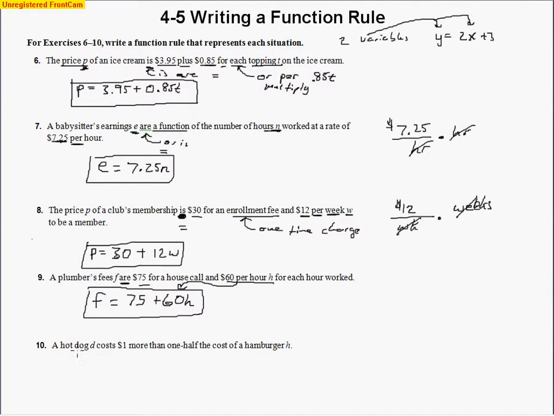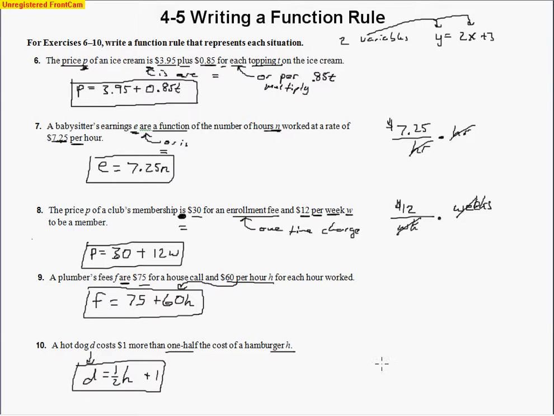This one says a hot dog D costs $1 more than 1/5 the cost of a hamburger. So we start off with cost D is, or costs $1, so $1 more than, so we're going to add $1 to half the cost of a hamburger. Half the cost of a hamburger would represent our answer.